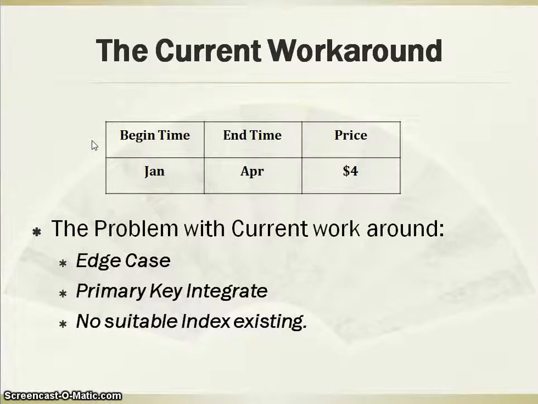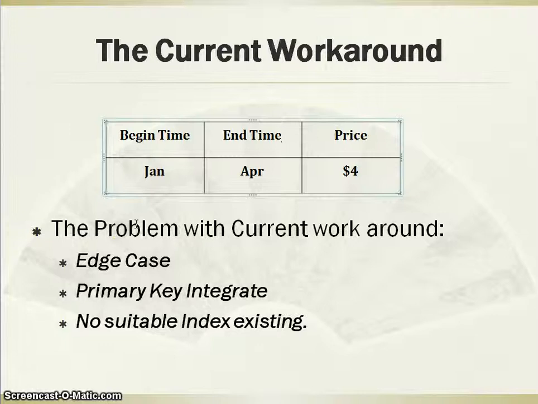So now I talk about the current practice, the current workaround. These days, most databases manage the time period in this way. They use one column, called begin time, and another column, called end time, 2 columns to store the time period. This one means the time period from January to April. But this implementation, this workaround, also has some problems.